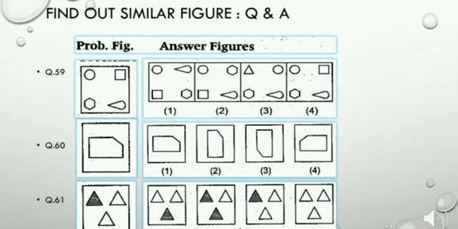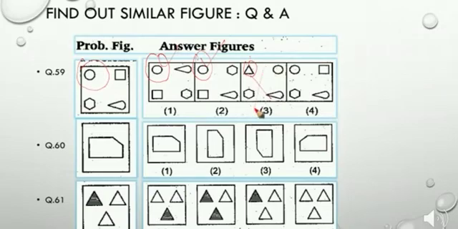Let's go to question number 59. In this question there is a problem figure given and there are 4 answer figures given. We need to find which of the answer figures is exactly similar to the given problem figure. So let's check for this portion. In this answer 1, this is same. In option 2, again matching. In option 3 it is not matching because here it is a triangle. In the problem figure it was a circle.